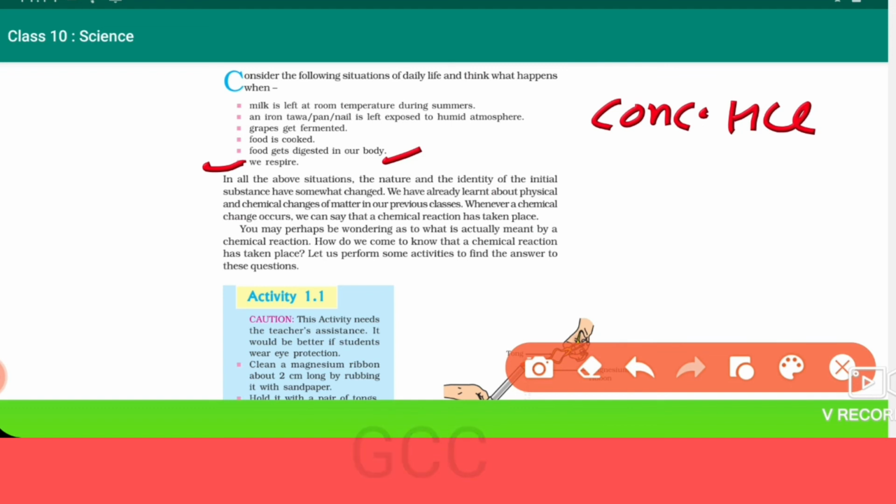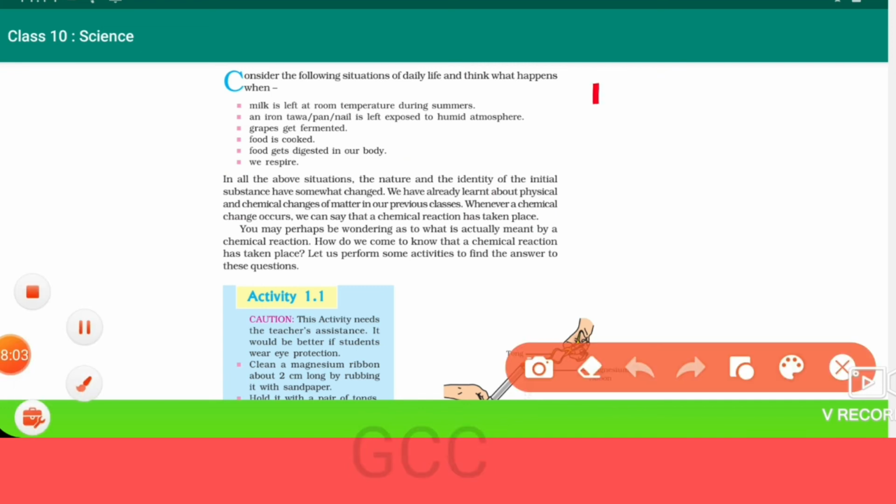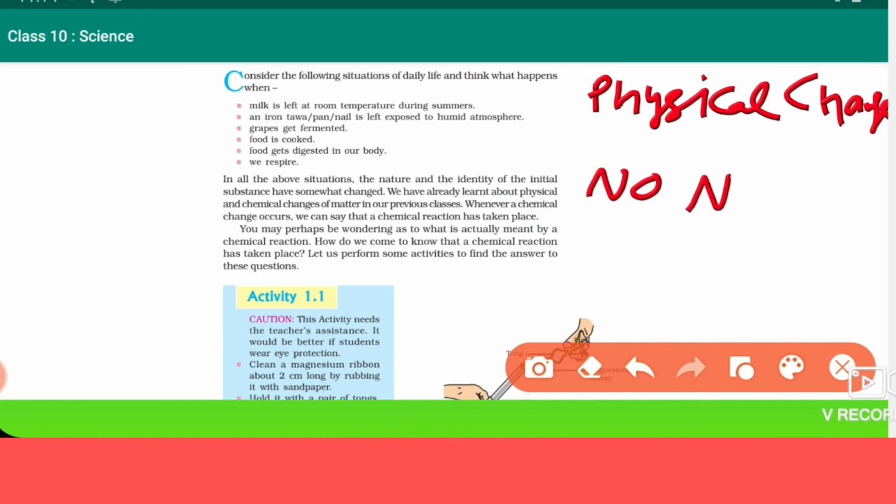So what is happening in the reaction? Usually there are two types of changes. One is physical change. बेटा फिजिकल चेंज में क्या होता है? फिजिकल चेंज में no new substance has been formed, just like ice changing into liquid.